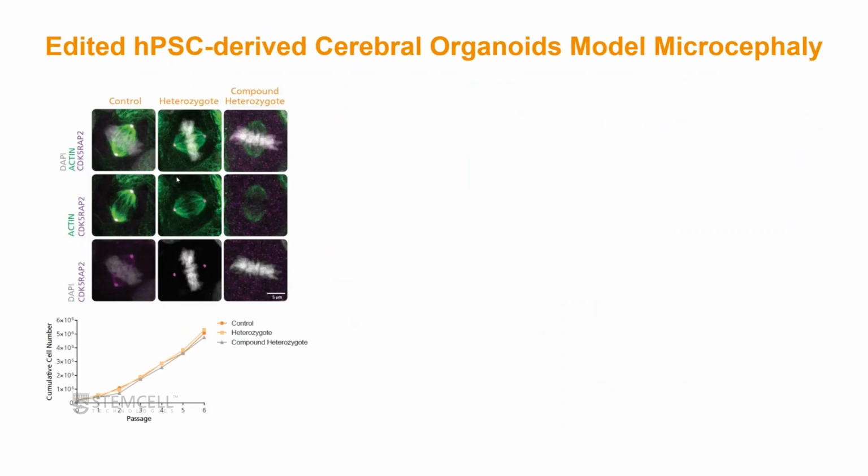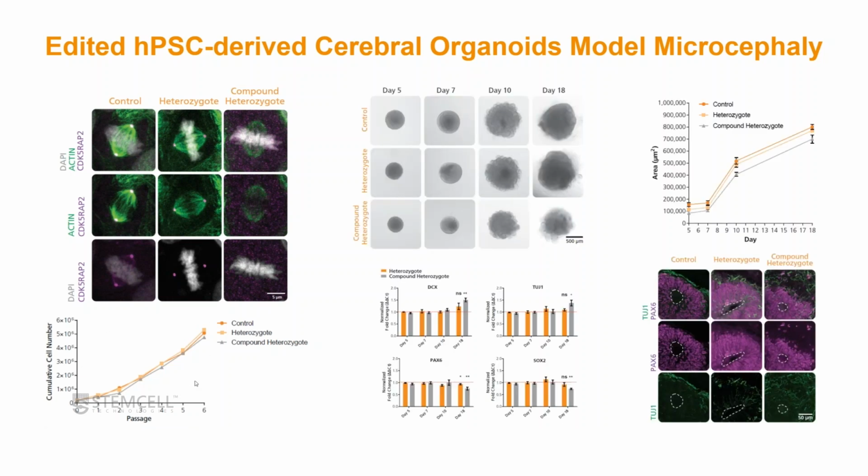So then we assessed the level of CDK5RAP2 in these different lines, and we found that heterozygotes and controls still expressed CDK5RAP2, whereas the compound heterozygote did not express CDK5RAP2, and it did not have its traditional localization at the centrosome. We observed similar growth curves between these cells when they're at the pluripotent stem cell stage. And then when we differentiated those cells into cerebral organoids, we noticed a significant phenotype in the compound heterozygote, where they did not grow as large over time as their control or heterozygote counterparts.